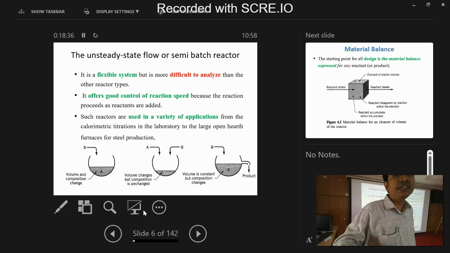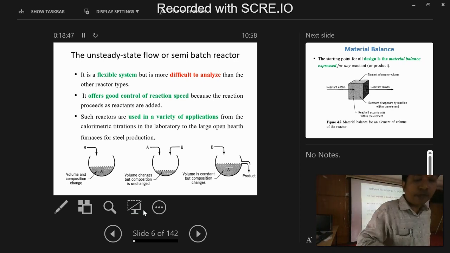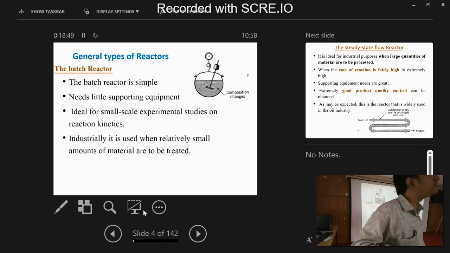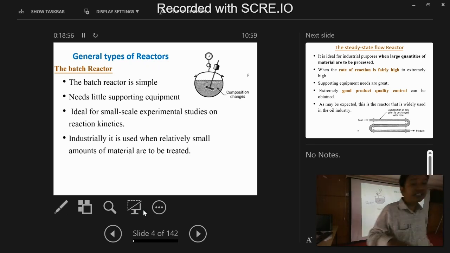The next one is semi batch. Semi batch, not batch, semi batch. What is batch? Go back to the batch slide. I already told you about batch. There will not be any flow. One time only we will keep it and keep it aside. Batch. But what is semi batch?